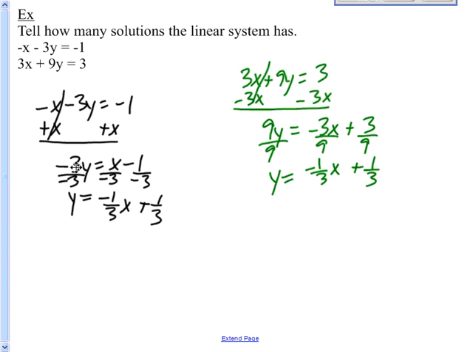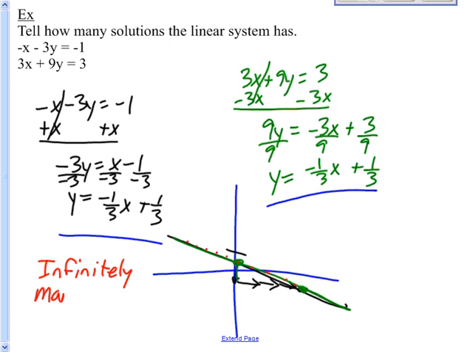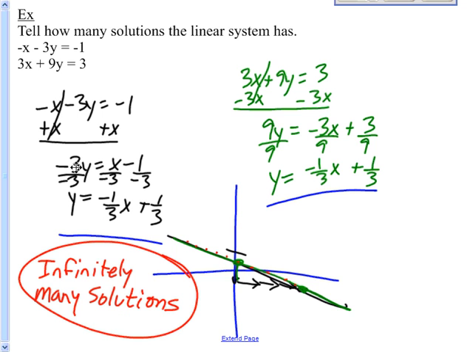Now I look at those two, I'm like, wait a minute. That one, same as that one. They are the exact same line, right? If I was to graph those things, I'd be up 1/3. I'd go down 1, right 3. Put the dot, there's my black one. I'd do the green one, I'm up 1/3, down 1, right 3. Put that one on there, oh my gosh, same line. What do you write? Well, how many points do they cross at? Infinitely many. So this is infinitely many solutions. That's our answer, same one.